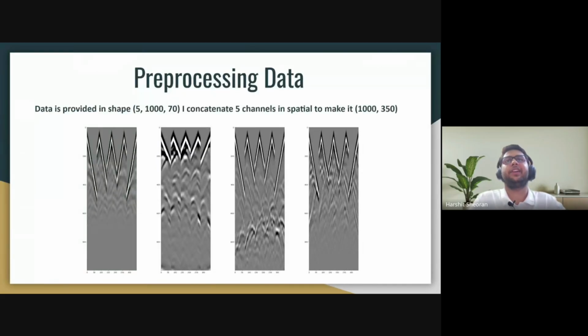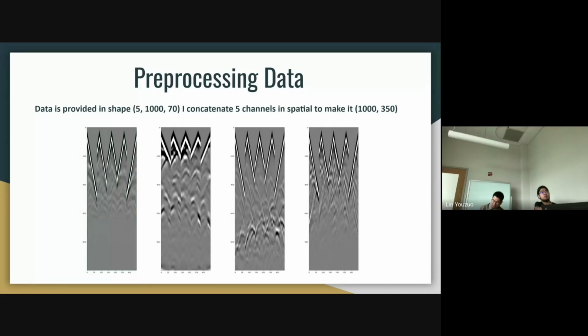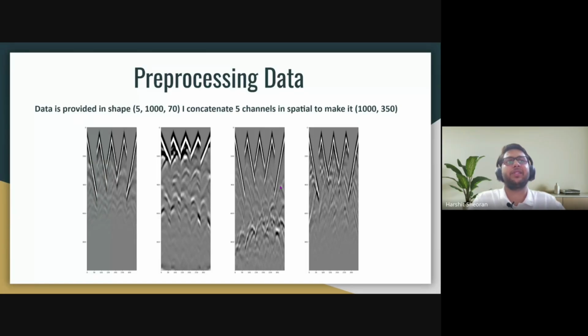Starting with the data processing. The data that was provided was in shape 5, 1000, 70. I did a simple technique where I concatenated the 5 channels into the spatial dimension that was lacking pixels, so 70. That made the shape 1000 times 350. And here are some visualizations of how it looks. Each of these 70 pixels is a channel, but we have them in just one image, so this is to achieve more image-like data.